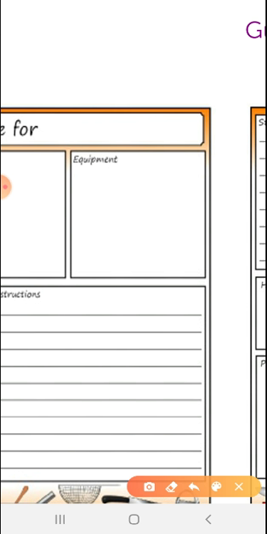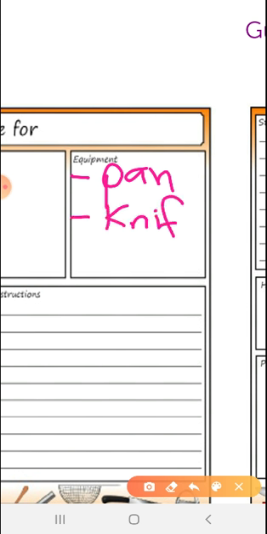What equipment do I need? ¿Qué equipo necesito? Yes, I need, for example, a pan, una cacerola. I will need a knife, un cuchillo, okay. ¿Qué más necesitaría? I will need a spoon, una cuchara de madera tal vez, to move the beans.